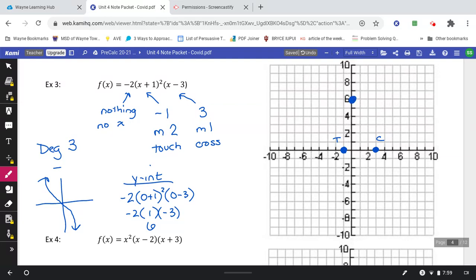Now, I don't know whether it crosses or touches. I don't have enough information to find that. So just do kind of whatever flows best as you draw your graph.